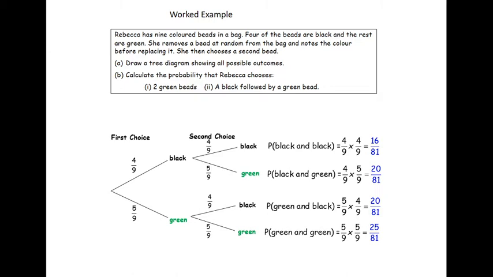Now we can answer the questions. So the steps are draw the tree, write down the probabilities, and then you can answer the questions. So I want 2 green beads. Well, two green beads is the bottom branch, green and then green. So it's 25 out of 81. And the second question is then a black bead followed by a green bead. It's black, then green, which is 20 out of 81.